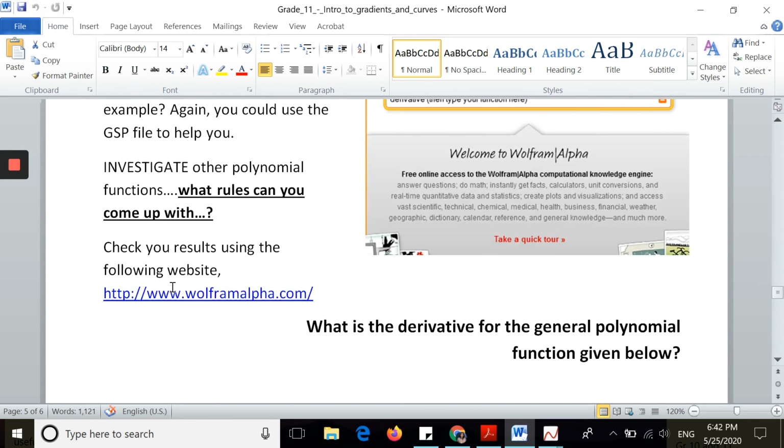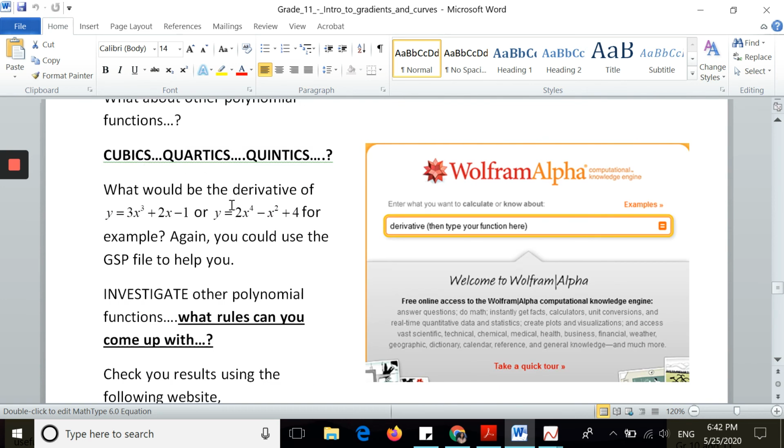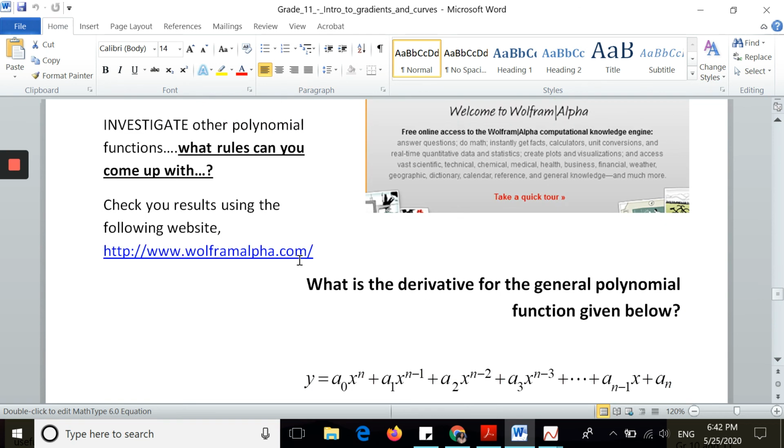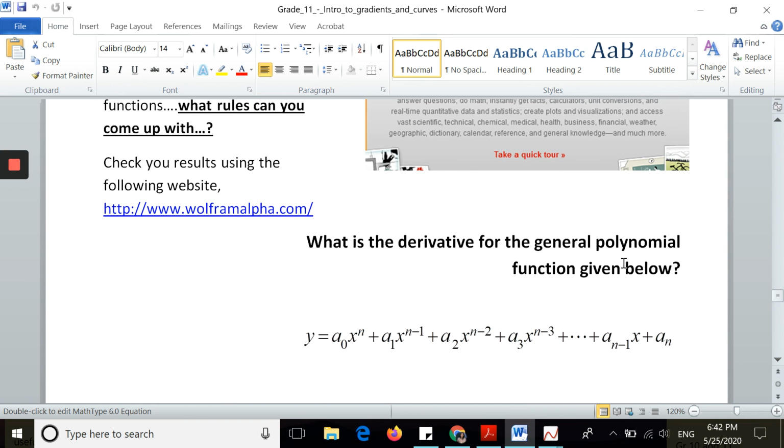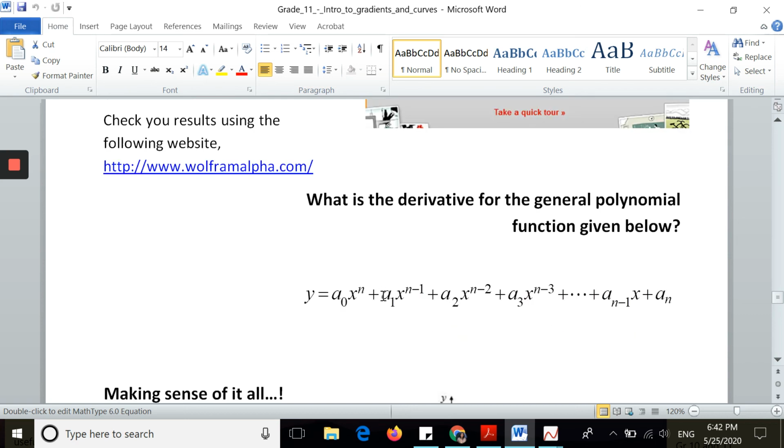This is the link to the website. Obviously you won't be able to click on this link, but you can type it in your search, and then you should be able to use this site. What do you notice here for cubic, and for 2x raised to power 4? Once you have noticed that, your task will be to give me the derivative for the general polynomial function given below. So this is what you have to do.